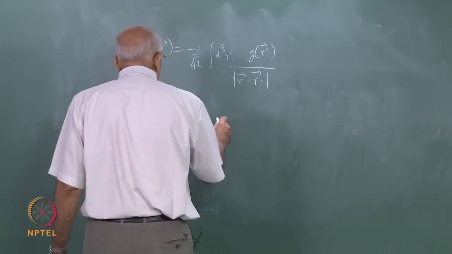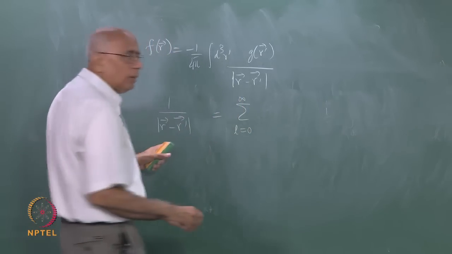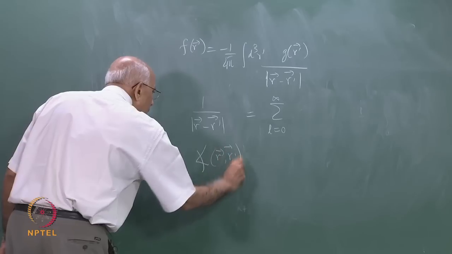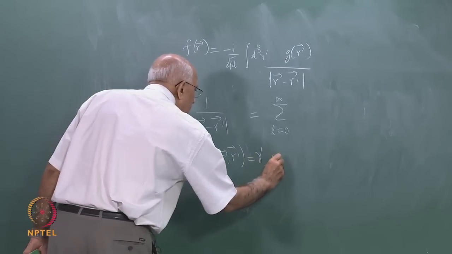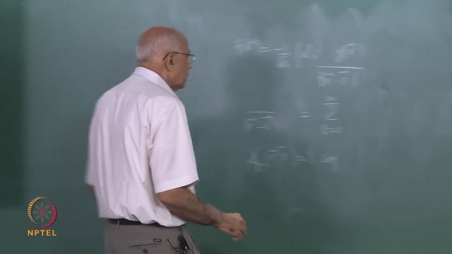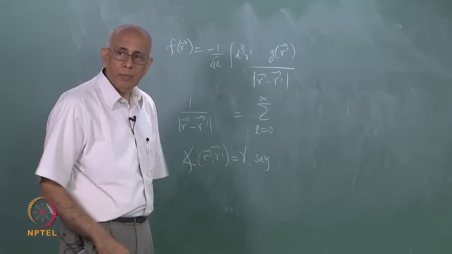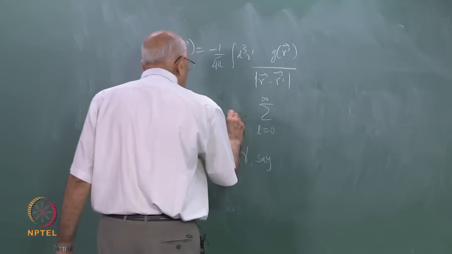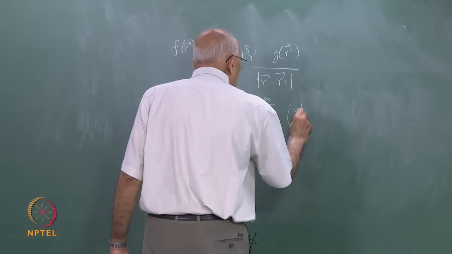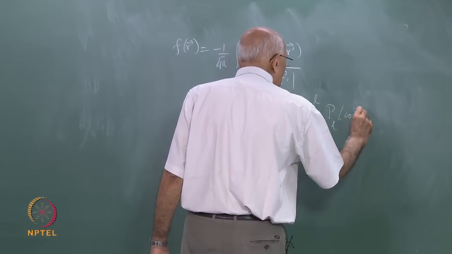Well, there is a famous series which goes like summation L equal to 0 to infinity. If the angle between r and r prime is some gamma, then this expansion says it depends on whether r is bigger than r prime or r is less than r prime, and the expansion generally goes like this is equal to 1 over r, the greater of the two, and then r prime over r to the power L, and there is a P_L of cos gamma.